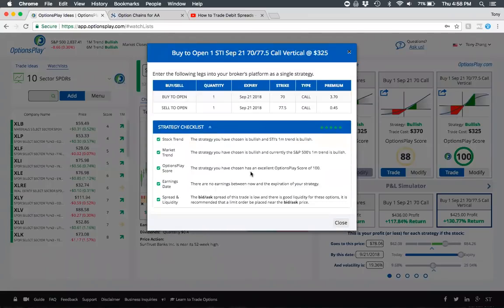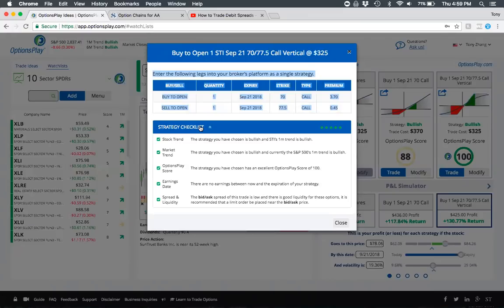This is really designed for those of you that are brand new. If you've never traded a debit spread before, it tells you how to enter this into your broker's platform. Very important so that you enter it correctly, but also a strategy checklist. This is designed so that you don't make the same mistakes that sometimes we made as traders ourselves. We wanted to help you guys avoid those mistakes.